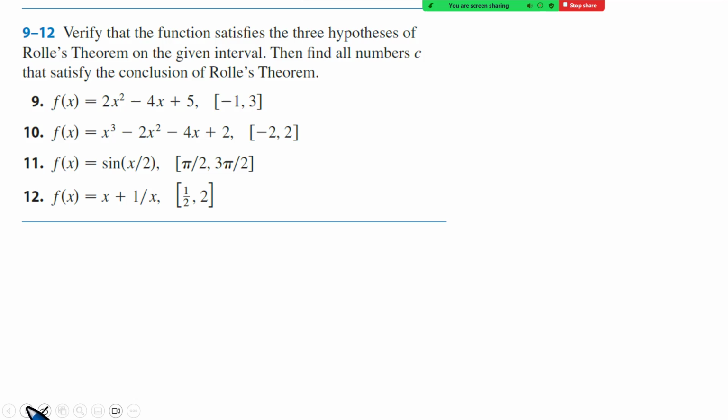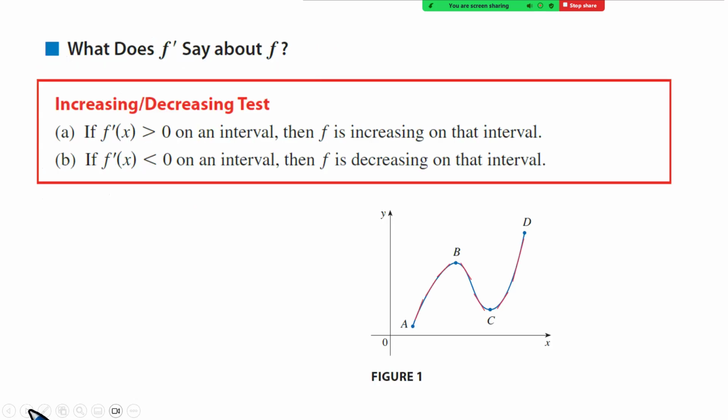I've organized other sections. Now we ask this question: what does f prime say about f? What does the derivative of the function say about the function? Because we can use a derivative to understand the function f in terms of where the function is increasing or decreasing. Let's look at the increasing and decreasing test. If f prime of x is positive on an interval, then f is increasing on that interval.